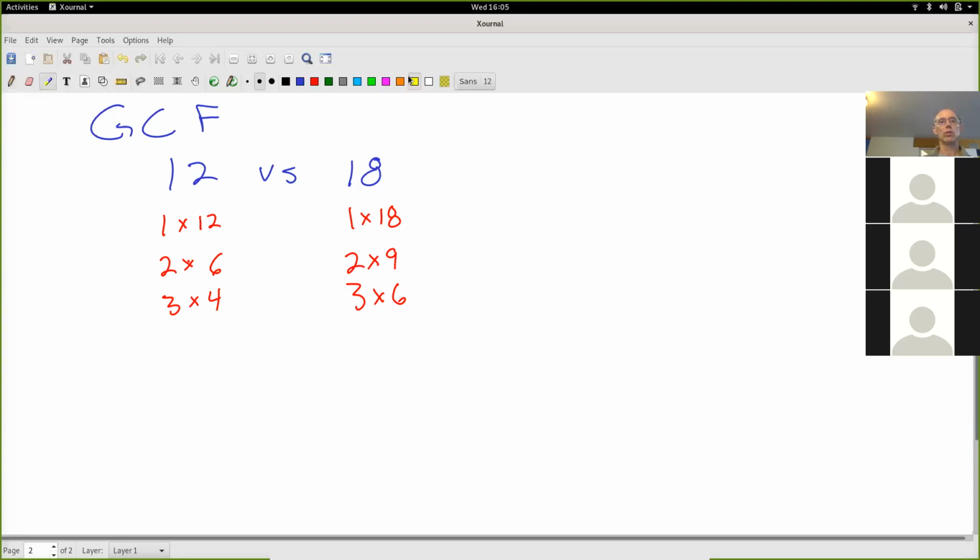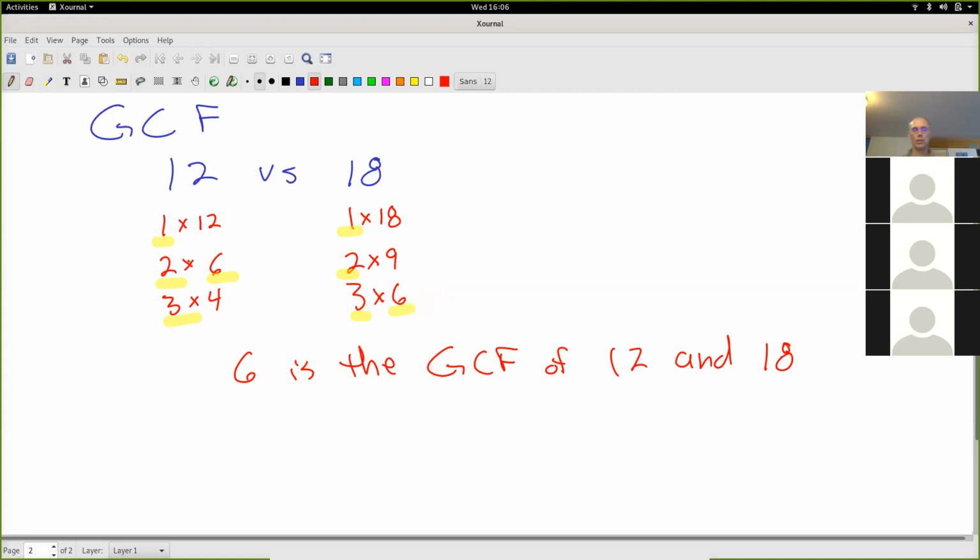There are several common factors here. 1 is common, 2 is common, 3 is common, 6 is common, and 4 is not, 9 is not, neither is 12 or 18. The greatest of those common factors is 6. So looking at the list, 6 is the greatest common factor of 12 and 18. We can look at lists of factors that way to figure it out. Right now we have the toys to make trains of factors and see which is the biggest one, which is pretty similar to this numeric way.